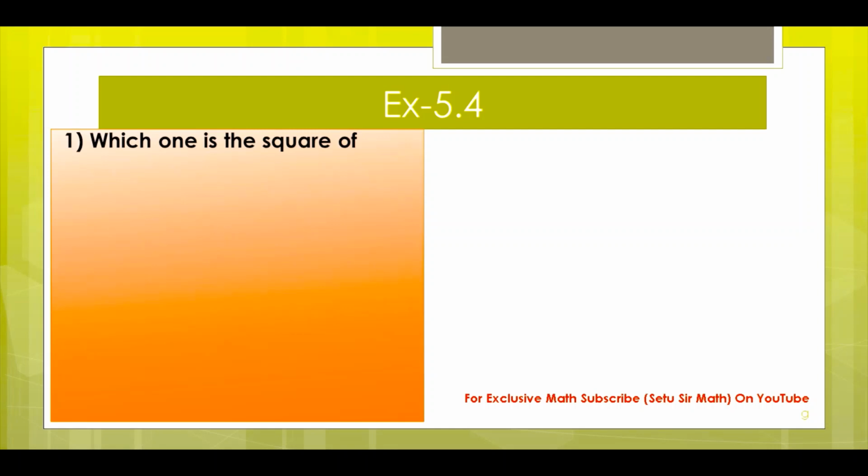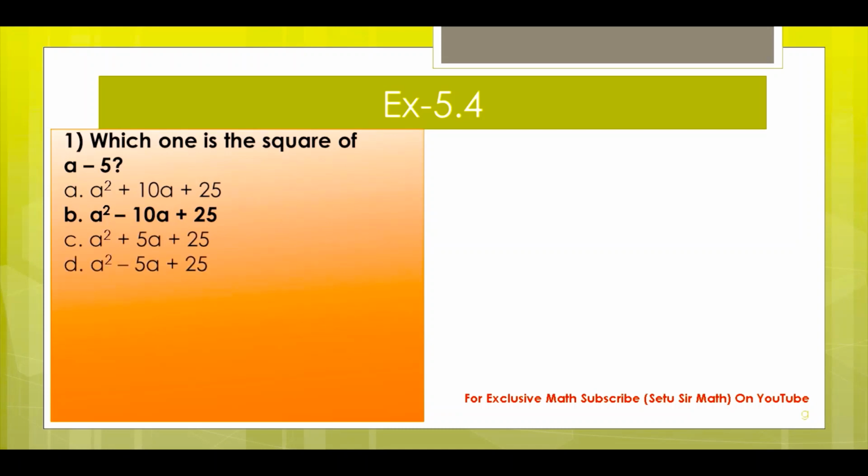So at first, number 1: which one is the square of a minus 5? These are the options A, B, C, D, and you can see the bold mark. This bold mark is the answer. Okay. Now I will show you the explanation of how we can get this answer. So explanation: the square of a minus 5.